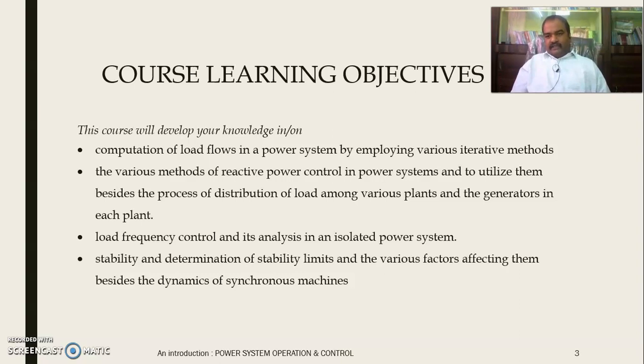The second objective is how to control the reactive power in the power system. As you all know, the transmission lines do carry the reactive power in the power system. So we will be discussing various methods of how this reactive power is going to be controlled and how to improve the overall efficiency of the system. And also we will be discussing the process of distribution of load among various plants and generators in the plants in your unit number 2.